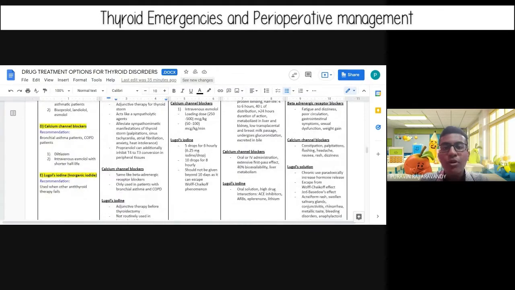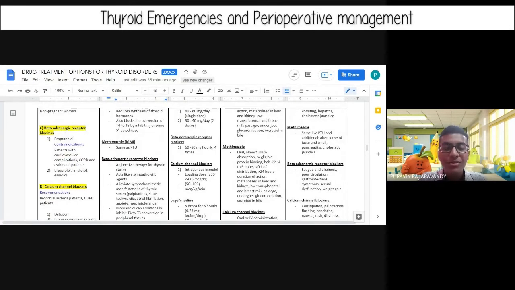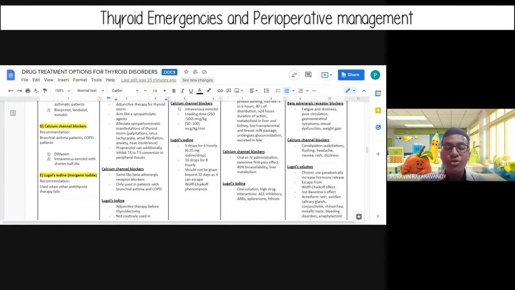Okay, now next I would like to go for the fourth class of drug, which is calcium channel blockers. These are normally recommended for patients with bronchial asthma and also COPD. As I've already told you before, beta adrenergic receptor blockers are contraindicated in patients with COPD, cardiovascular complications, and also asthmatic patients. So for those kinds of patients, calcium channel blockers are very much recommended. Examples that can be used are diltiazem and intravenous esmolol, which has a shorter half-life.